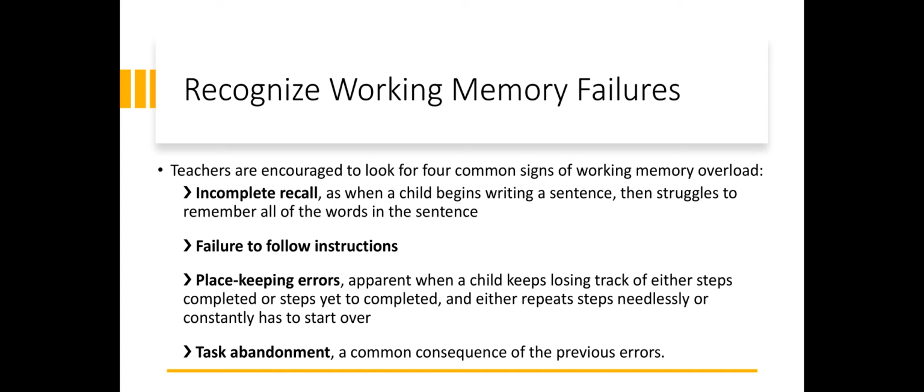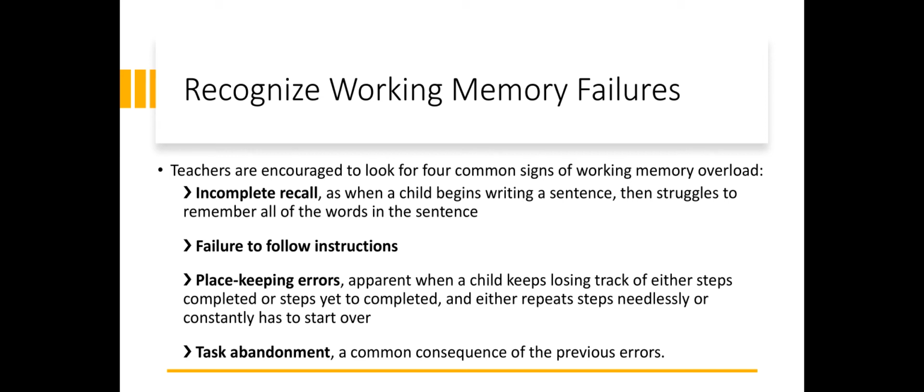If they are not following those instructions, if they're forgetting what it is they're doing, then this is a working memory issue. If they have real errors keeping track of what they are doing, keeping pace, losing track of the steps to complete what it is they're supposed to be doing, if they're repeating certain steps because they can't remember what they've already done, or they're constantly having to start over because they can't remember if they have completed that stage of the task or not. If they keep making these place-keeping errors, again, a sign of working memory failure.